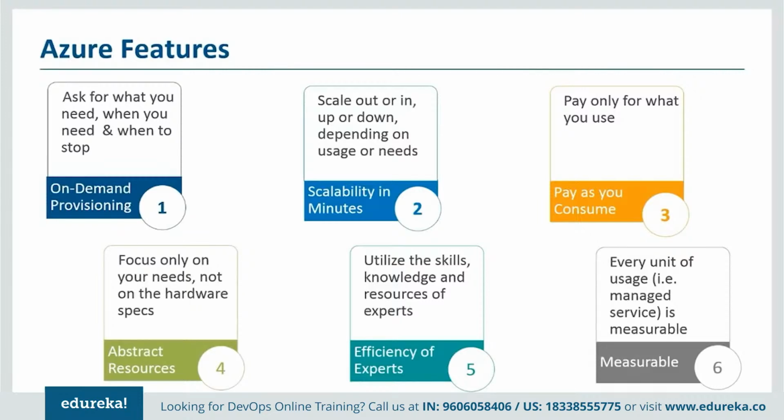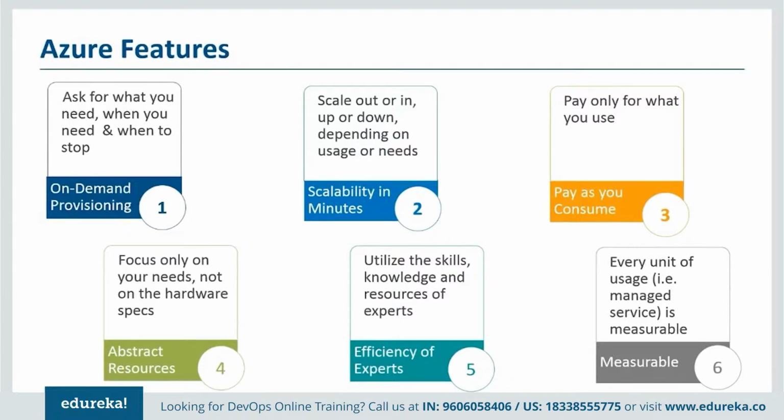Now, when you come to the cloud, you can provision on demand. And once your demand is not in place, which means there is not much requirement right now, you can scale down. So when you scale down, you only pay for what you are consuming. That is point number 3, pay as you consume.